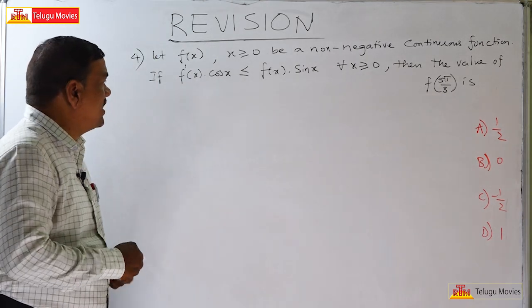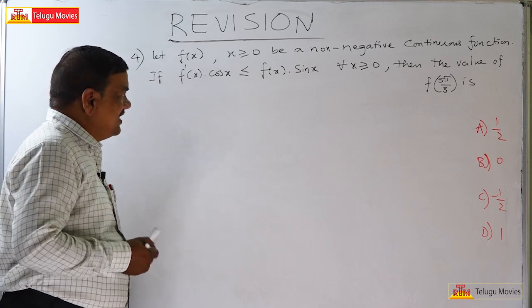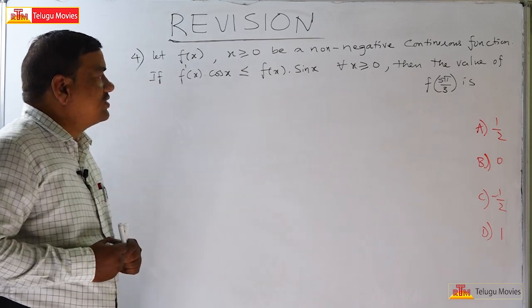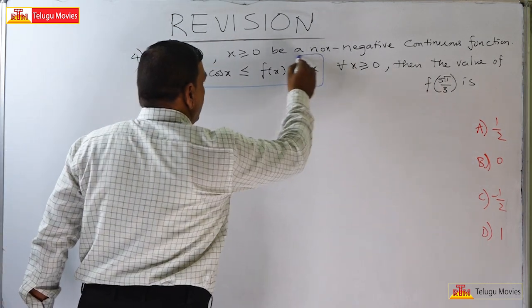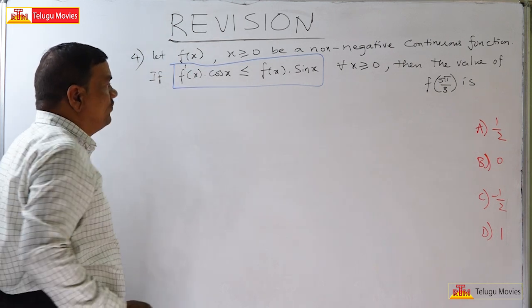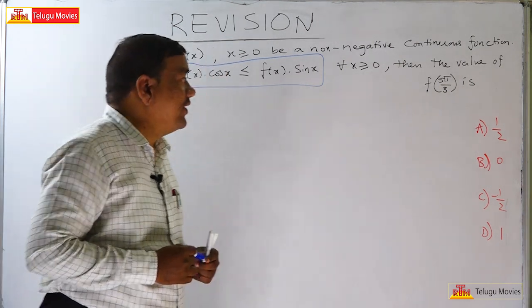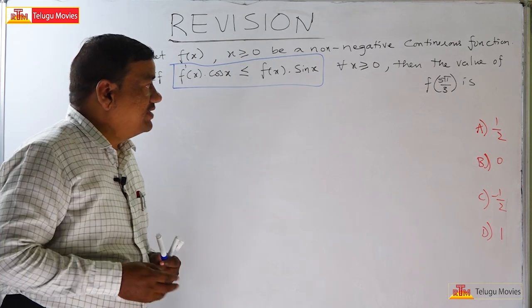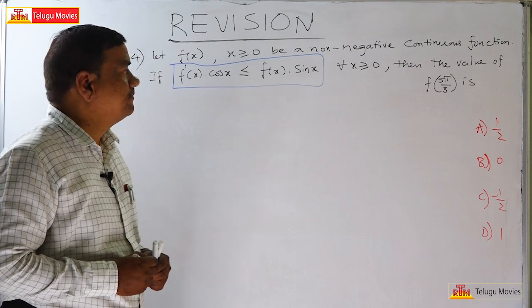And one more condition is given, that is f dash of x into cos x less than or equal to f of x into sin x for all x greater than or equal to 0. So, everything is in this equation only. Then the value of f of 5 pi by 3. Pi by 3 means 60, 5 into 60, 300. F of 300 value is how much?